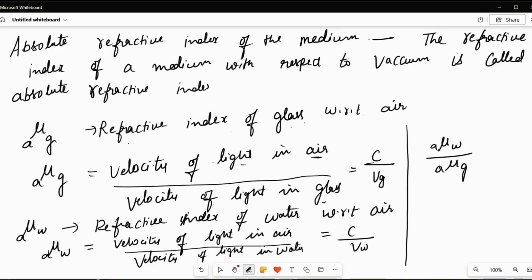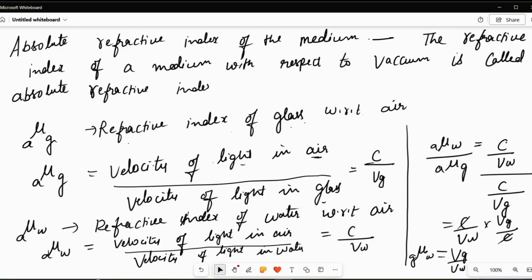Write down this. Is equal to C by Vw by C by Vg, write down this, I'll explain. C by Vw into Vg by Vw. So now here we are trying to calculate the absolute refractive index.